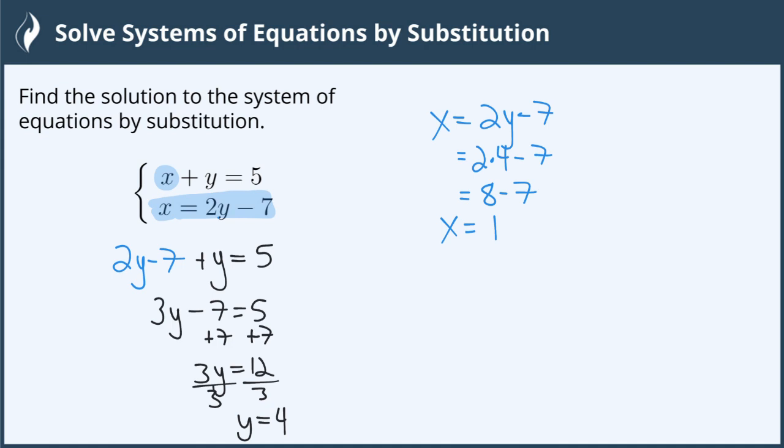So at the end here, we just want to make sure we write our answer in the correct order. Ordered pairs always go the x and then the y. The x is 1. The y is 4. So the solution to our system is (1, 4).